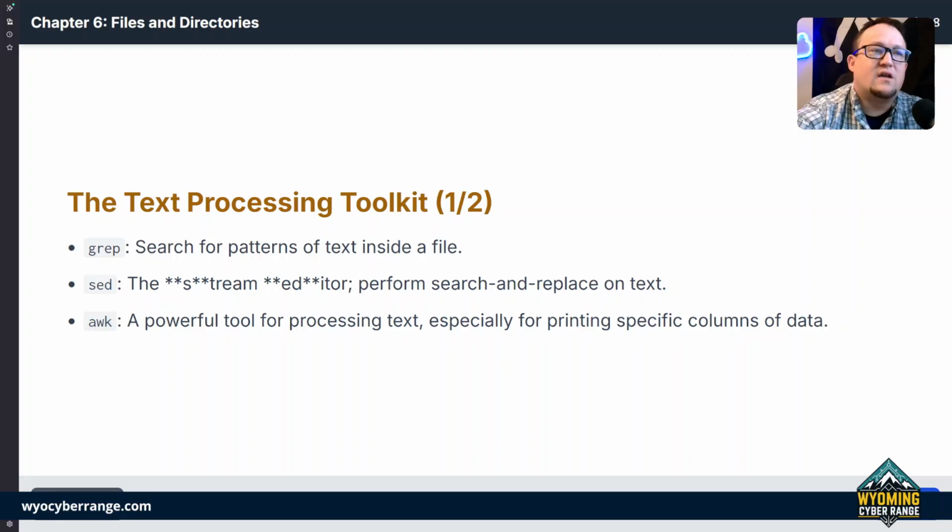Lastly, we have awk. Awk is a powerful tool to print specific columns. For instance, let's say I have first name, last name, address, and grade point average of all the students. Maybe I only want the grade point average within my script, and since it's the fourth column, I can awk just the fourth column and pull that information out of my data set.